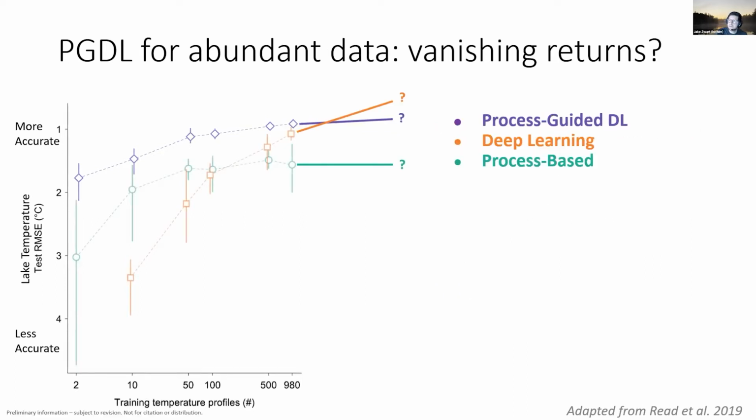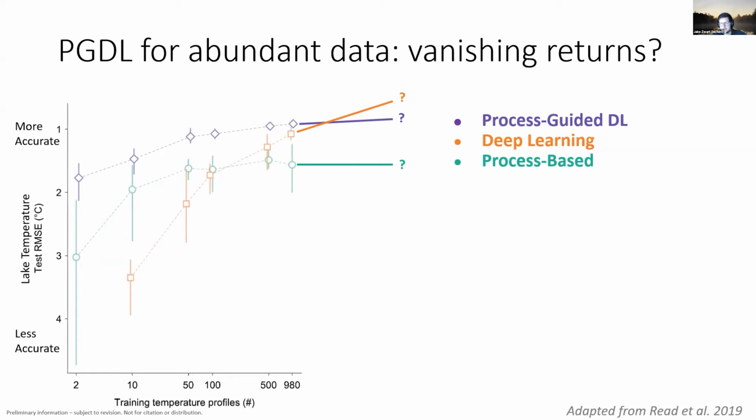But the next few slides are a little bit speculative, and some questions that our research group has been having. So, we can see this pattern across the 2 to 980 temperature observations. But what happens when you extrapolate these lines? What happens when you have more data to give these models?